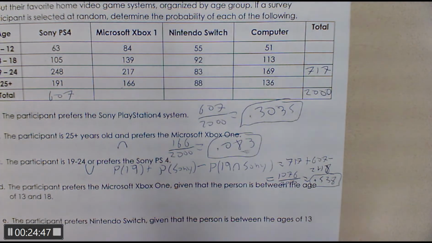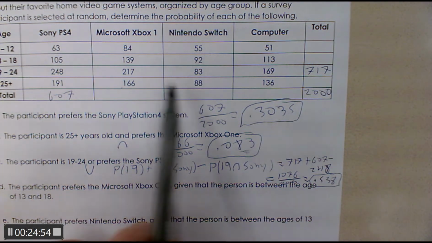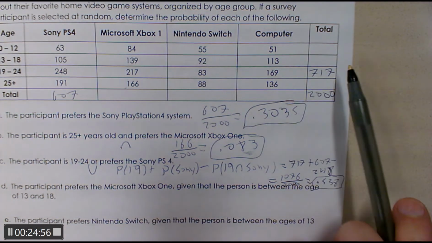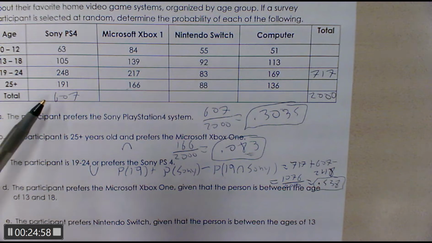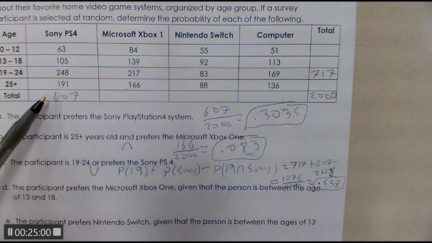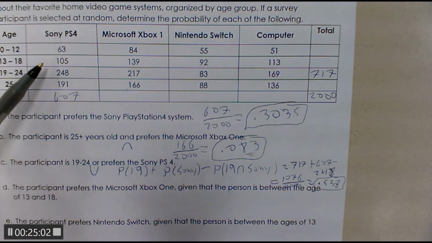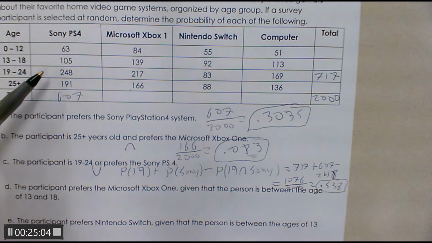So once again, what we did there is A, wrote too far over to the right so no one could see what I was writing. And B, we found our 19 to 24-year-olds total, which is 717, then our total number of Sony PS4s, and then we subtracted out the overlap, because the overlap was counted twice.